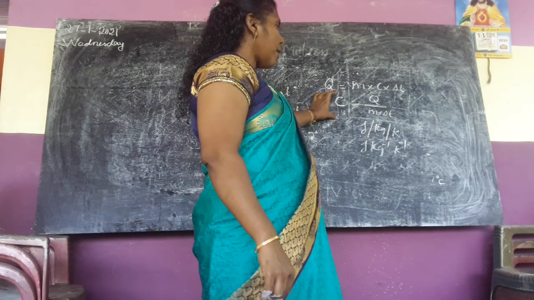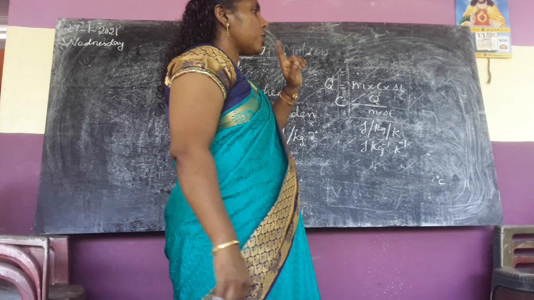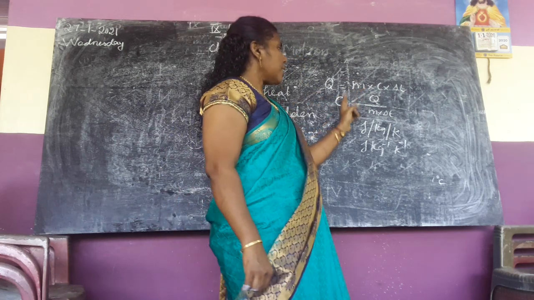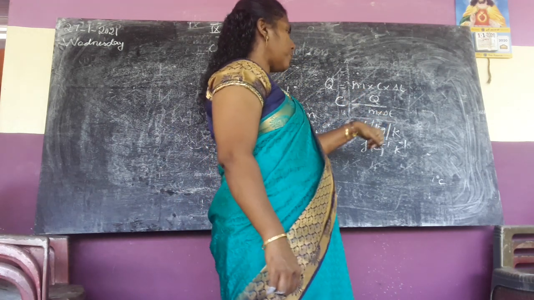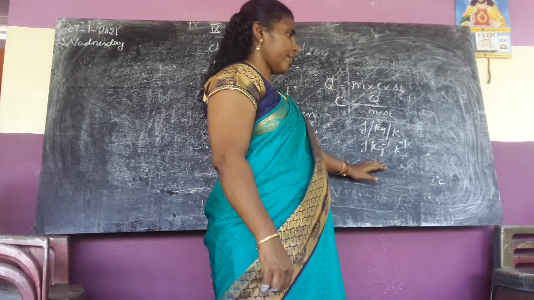First you have to write the formula and unit. Okay. First Q equal to M into C into delta T. Then from there, C you have to find. C equal to Q divided by M into delta T. Then the unit of specific heat capacity you have to write.